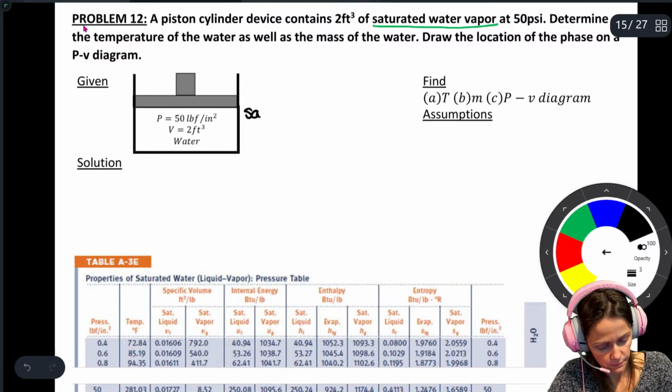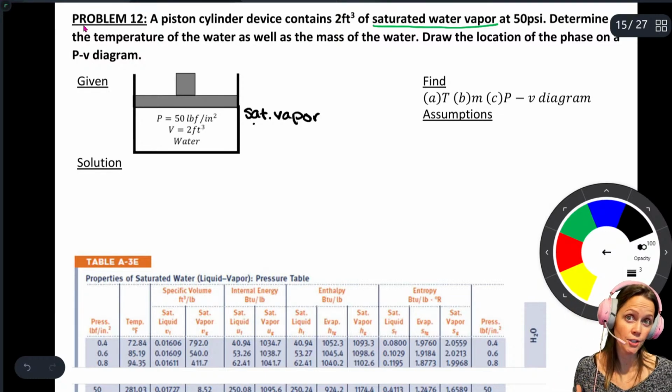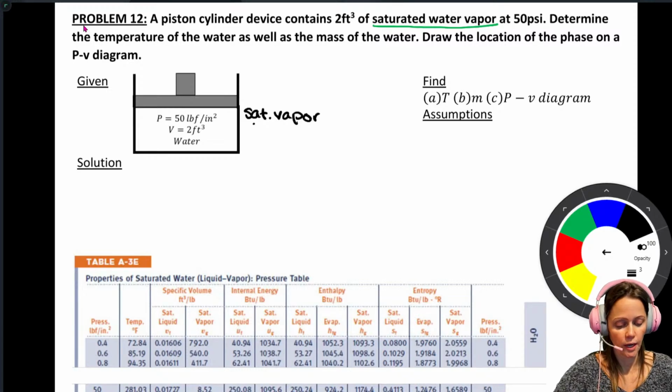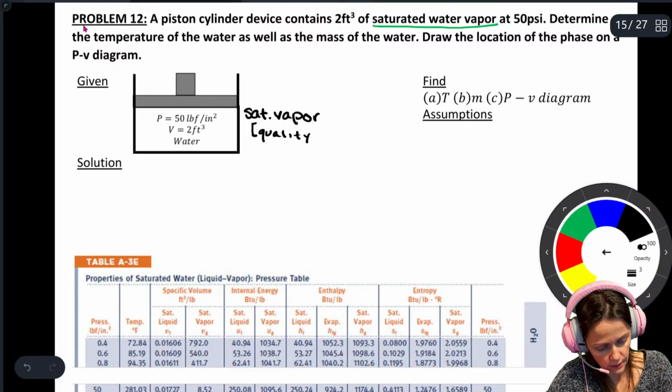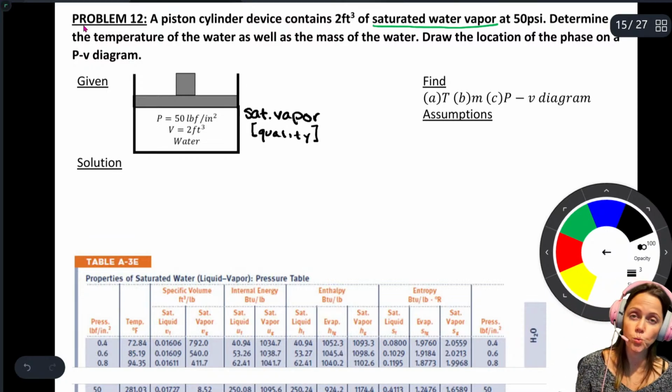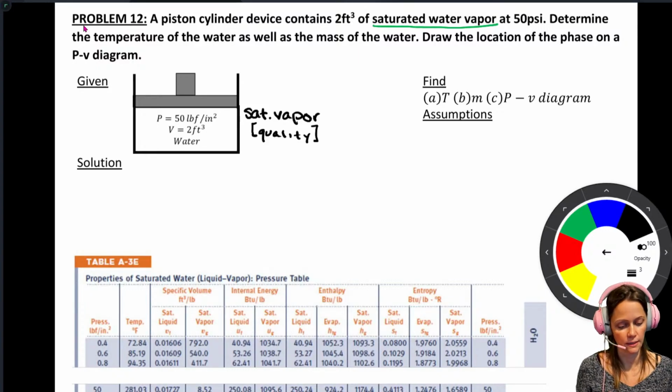So, saturated vapor, that would be something important to note. So what this refers to, and we're going to catch it at the very end of lecture, this actually refers to the quality, and so that's one more intensive property that we will cover by the end of lecture.